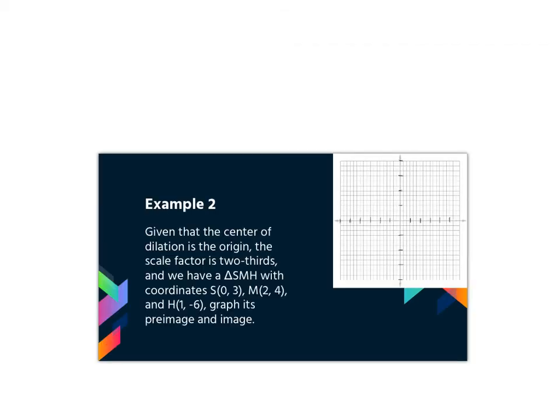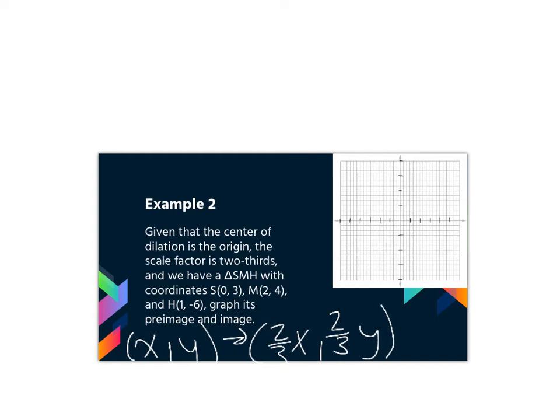For example 2, we're given the scale factor is 2/3, and then we're given the coordinates for a triangle SMH. We are supposed to graph its preimage and image. So to do this, I find it helpful to come up with the rule. So the mapping rule would be xy goes to 2/3 x, 2/3 y. And we know to do this because it gives us our scale factor. If we wanted to write the function rule, it would be the same thing, but we would just use a different notation. And that would be f of x, y equals 2/3 x, 2/3 y.